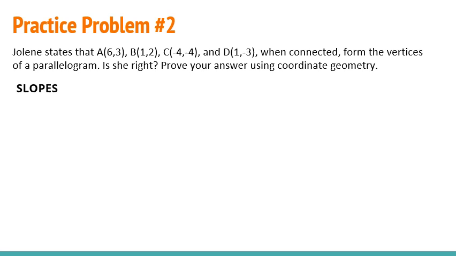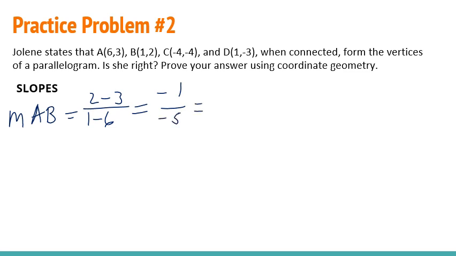So let's do the same thing. I'll do the slope of AB, and then you should pause it and find the other slope. So let's do the slope of AB. All right, so that's going to be y2 minus y1, 2 minus 3 over 1 minus 6. So slope of AB here, negative 1 over negative 5. And we want to reduce that to simplest form, so negative divided by negative. My slope is positive 1/5.